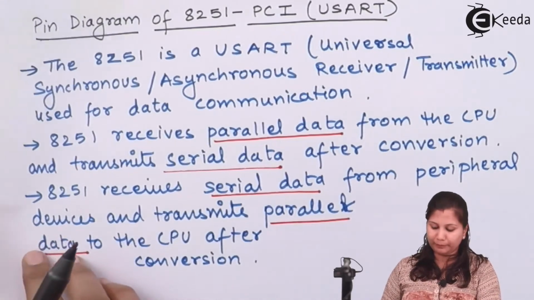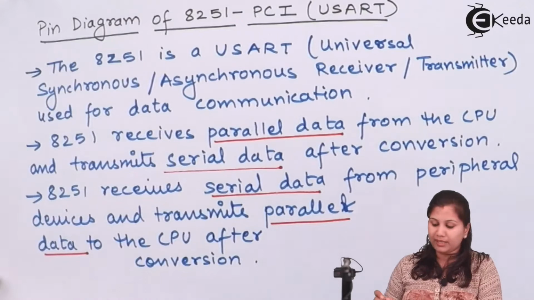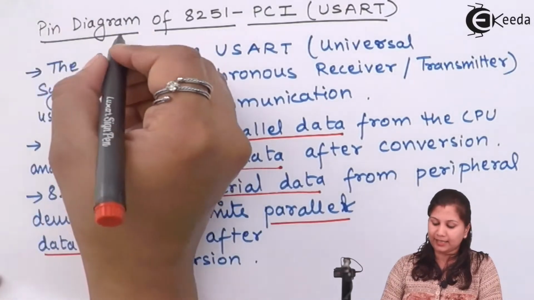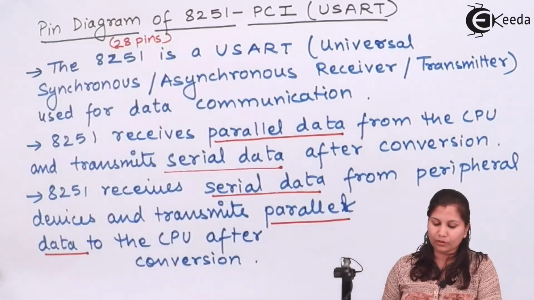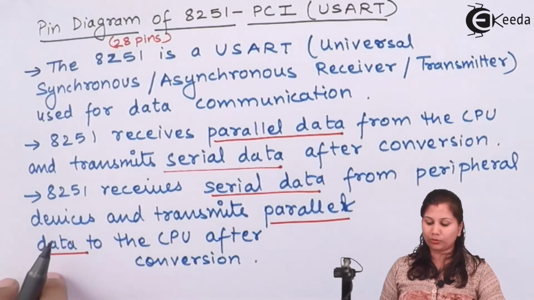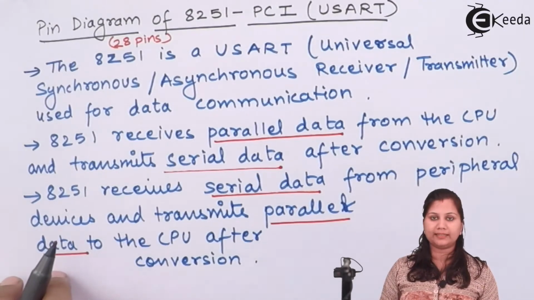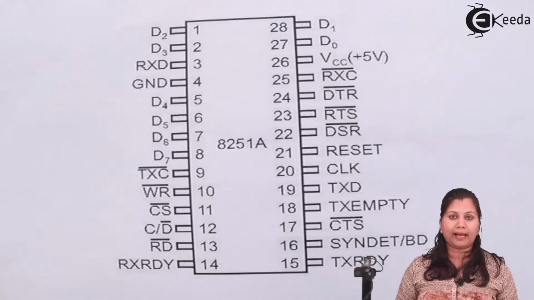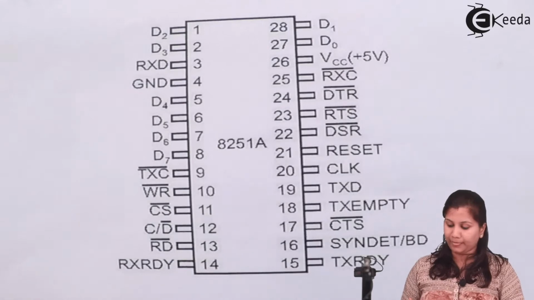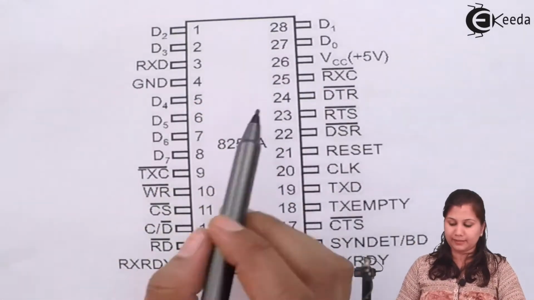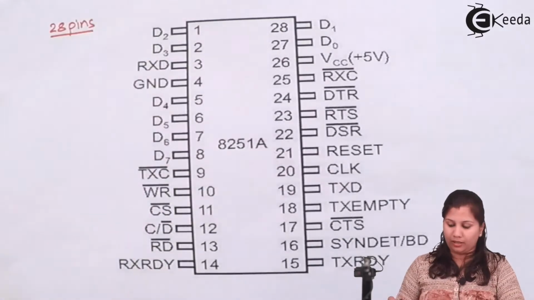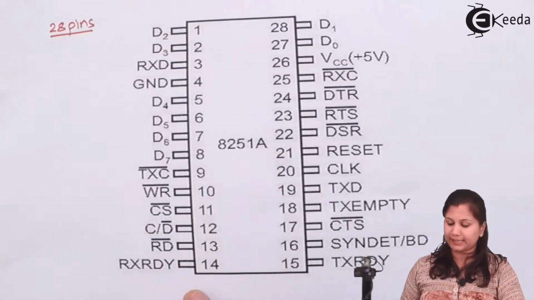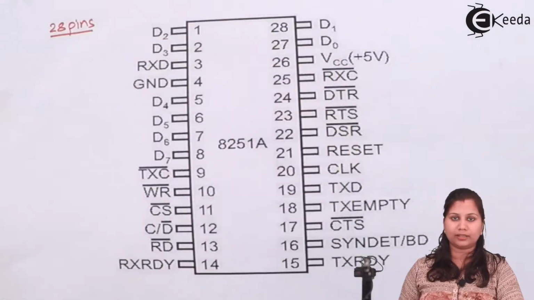So let us come to the pin diagram of 8251. This 8251 IC has 28 pins. So let's see how these 28 pins of the IC are defined. This is the pin diagram of the 8251 Programmable Communication Interface. It has 28 pins. Pins 1 to 14 are on one side and pins 15 to 28 are on the other side.